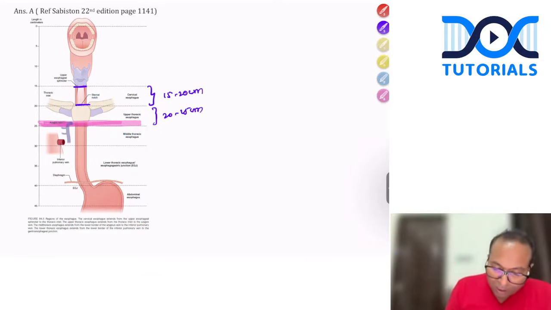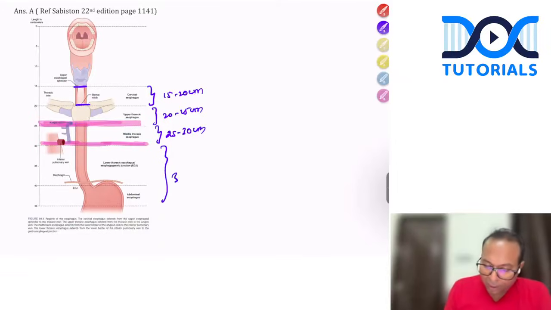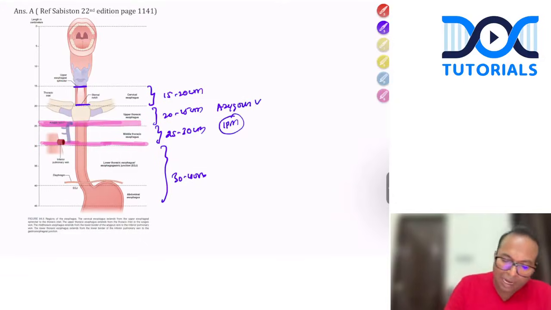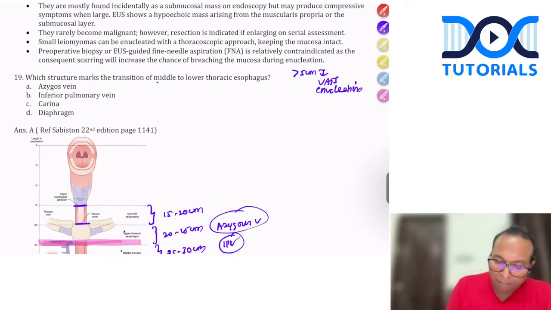Between middle thoracic and lower thoracic, I have the inferior pulmonary vein, for 25 to 30 centimeters, 30 to 40 centimeters. So the azygos vein is one landmark on CT, and the inferior pulmonary vein is another landmark on CT. Don't forget these 2 landmarks. Upper and middle is azygos, middle and lower is inferior pulmonary vein. They're asking middle to lower. The answer is inferior pulmonary vein.